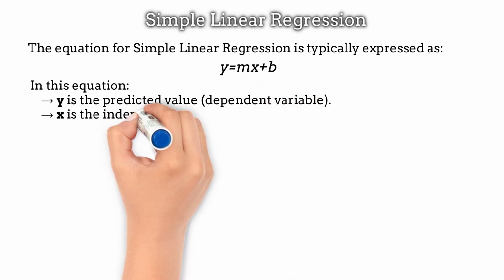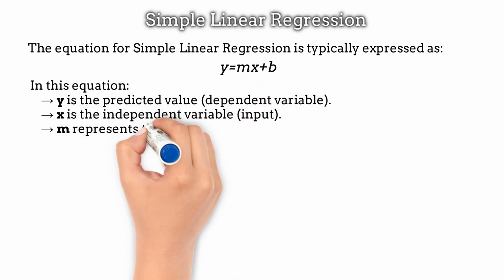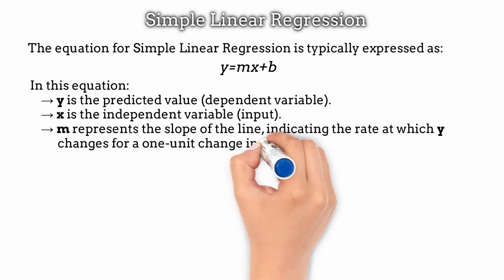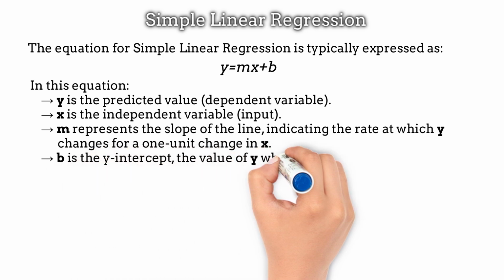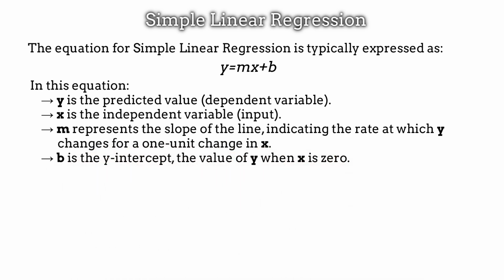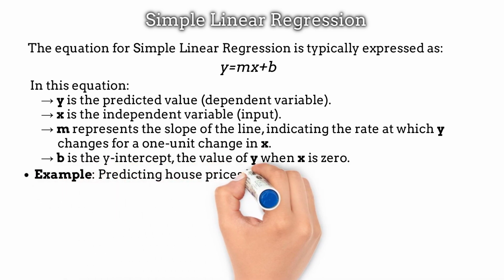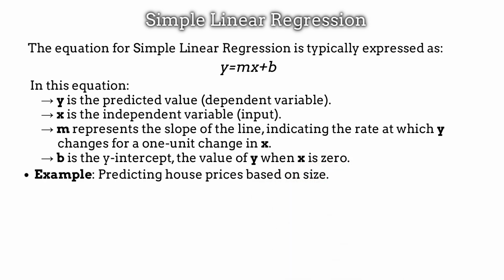X is the independent variable, input. M represents the slope of the line, indicating the rate at which y changes for a 1-unit change in x. B is the y-intercept, the value of y when x is 0. To illustrate, consider predicting house prices based solely on the size of the house in square feet. Here, the size serves as our independent variable, x, while the price is the dependent variable, y.